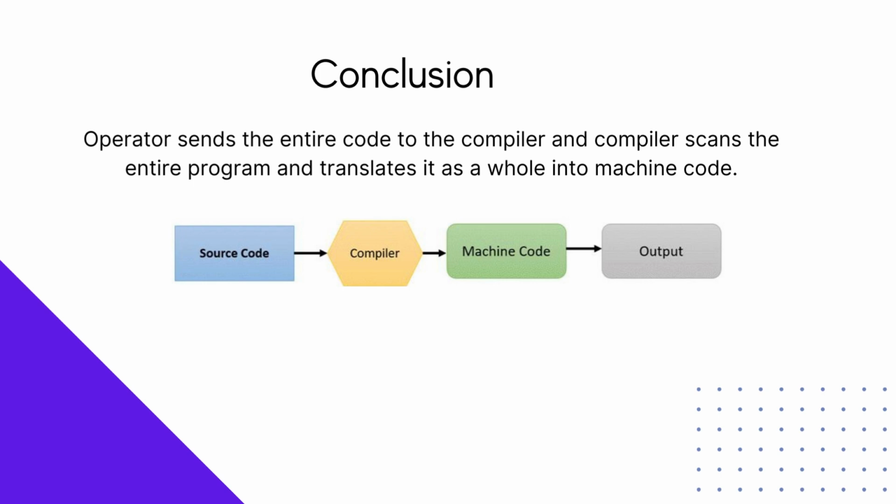So as a conclusion, we can say that the operators in C programming send the entire code or program to the compiler, while the compiler scans the entire program and translates it as a whole program into machine code so that the computer can easily understand the machine code and compute as we assign using operators.